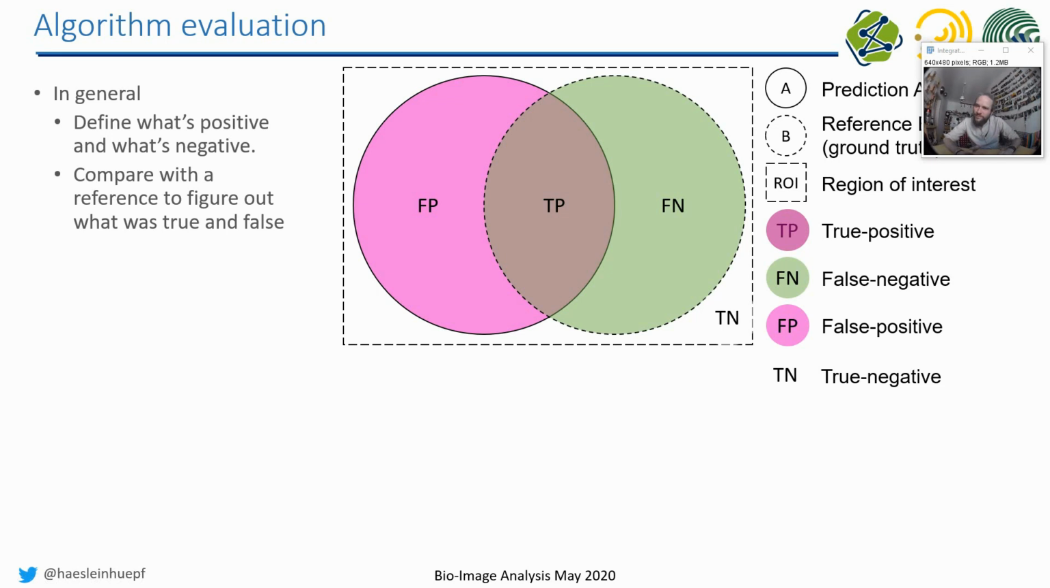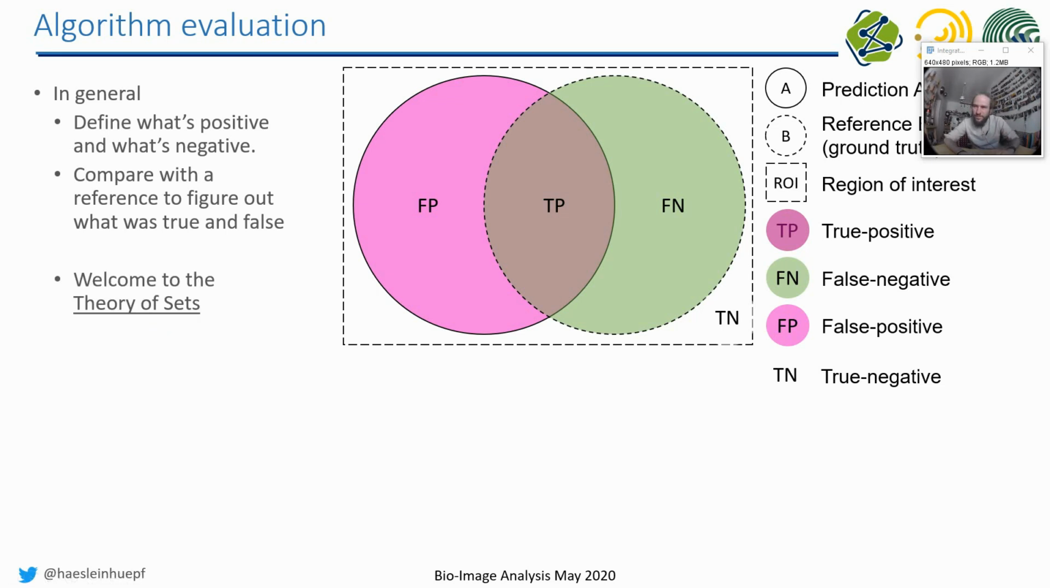Furthermore, what's in the very most evaluation techniques not so much taken into account, but you should at least know that it exists, is the number of true negatives, which is kind of the region which is neither here nor there nor there. So that's all remaining pixels where algorithm and ground truth both said, okay, this is negative, true negative, right?